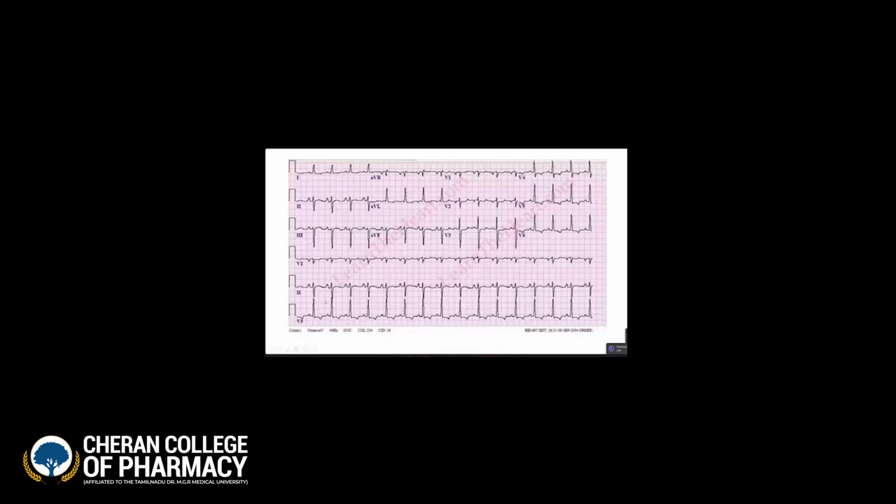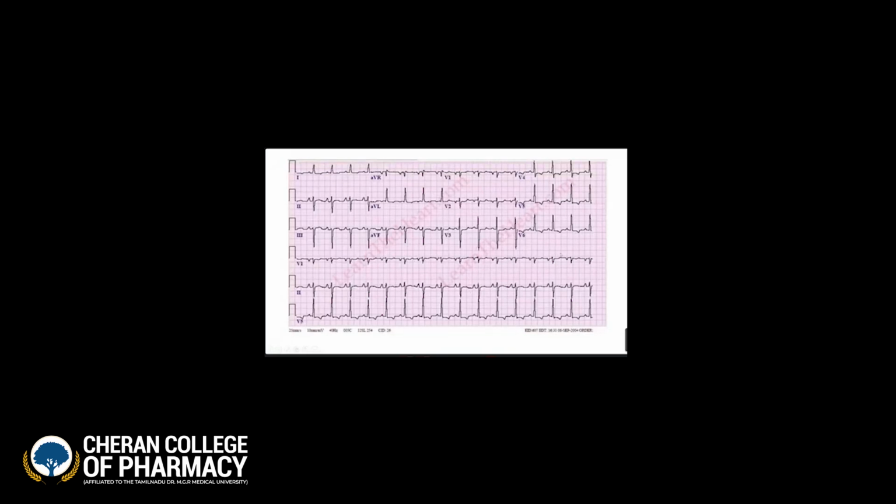How many small squares are there between one R wave and the next R wave? Follow the horizontal path. As I can see with my naked eyes, there are 4 small squares here, then 5, then 10, 11. So there are 15 small squares in total, right? 1500 divided by 15 is 100. So 100 is the patient's heart rate.